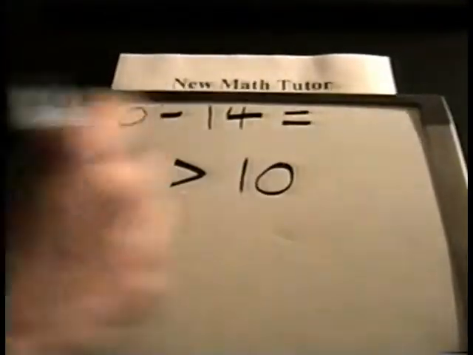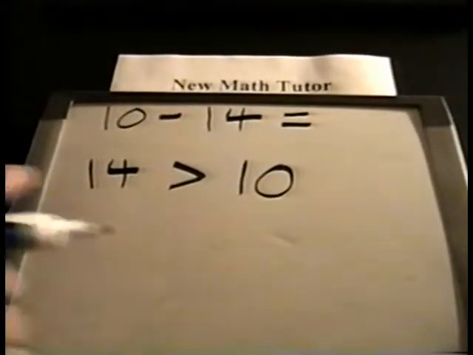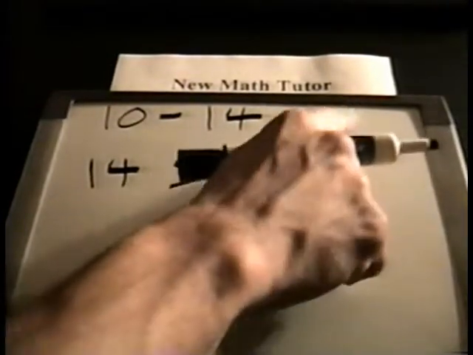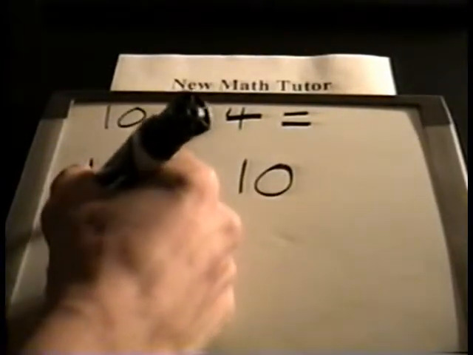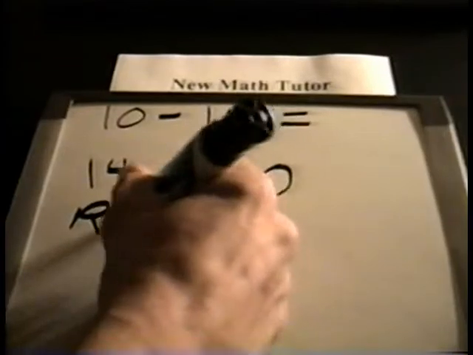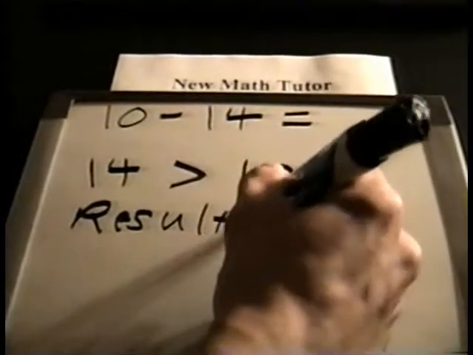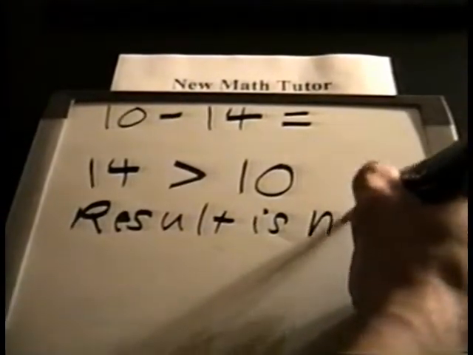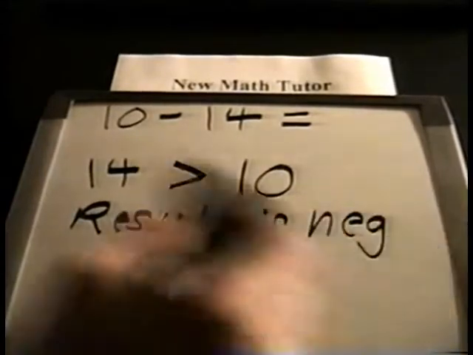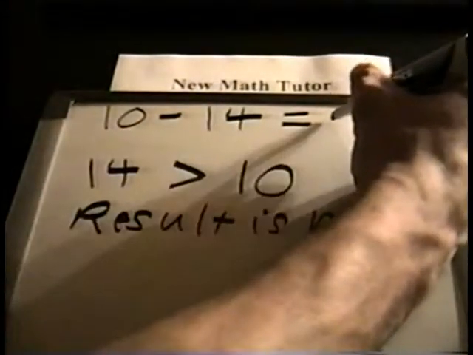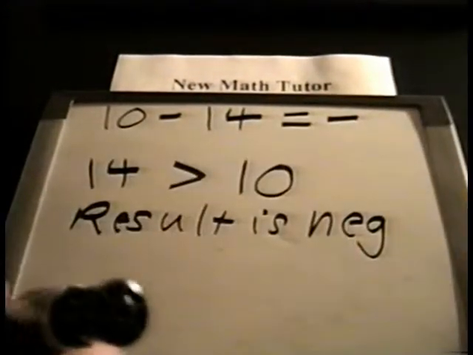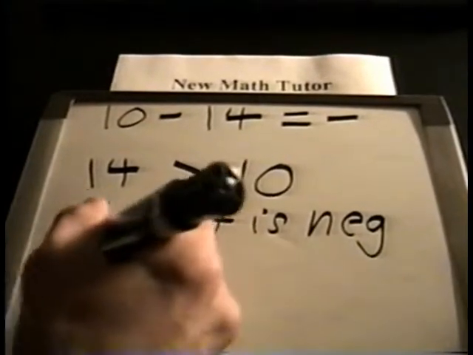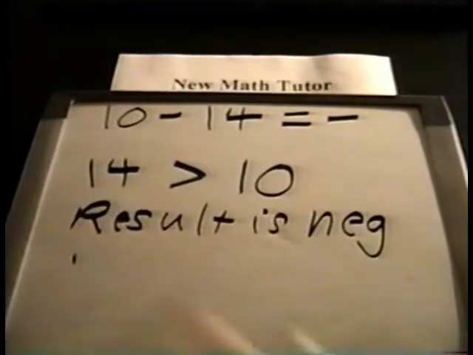Ten minus 14. Here 14 has the largest absolute value. And 14 is greater than 10. Therefore we know the result is negative.